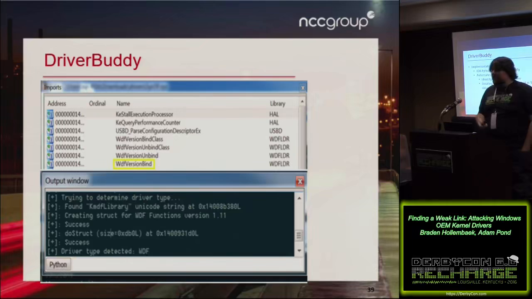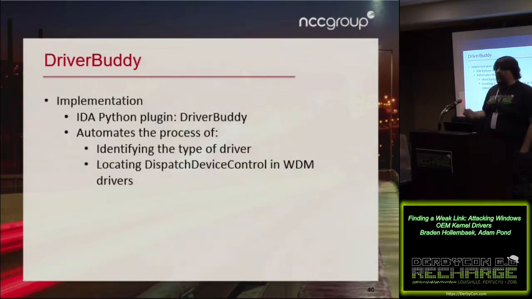The next idea that we wanted to implement into the tool was the ability to automatically locate, identify, and annotate the dispatch device control handler, commonly referred to as the IOCTL handler. As Braden was talking about earlier, drivers communicate by passing IOCTLs down to the driver, which eventually reaches the driver, gets handled, and calls a specific function. The thing that handles the IO codes that come in is the IOCTL handler.